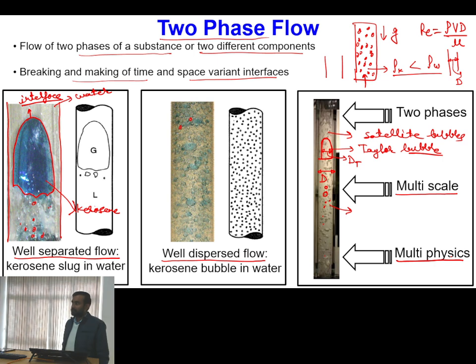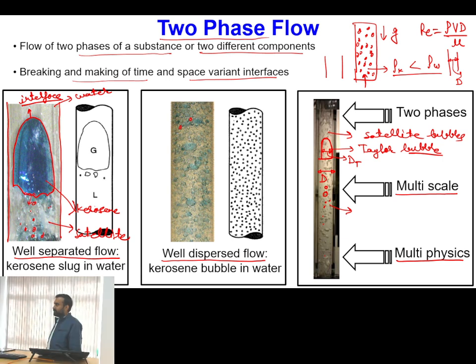Yes. These are also satellite bubbles. If you have a larger bubble, and in its wake a number of small bubbles are forming or dissociating from it, these are typically called satellite bubbles. This is the inherent nature of the flow. So this depends upon different situations.